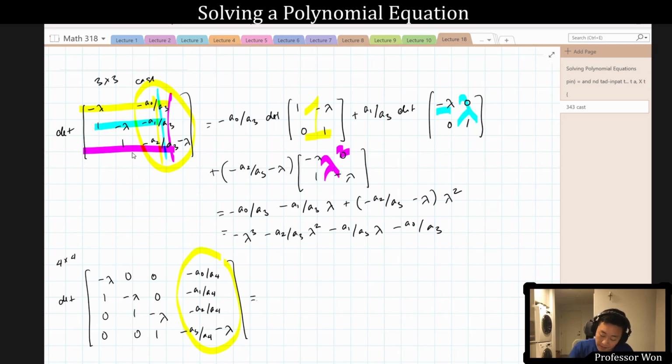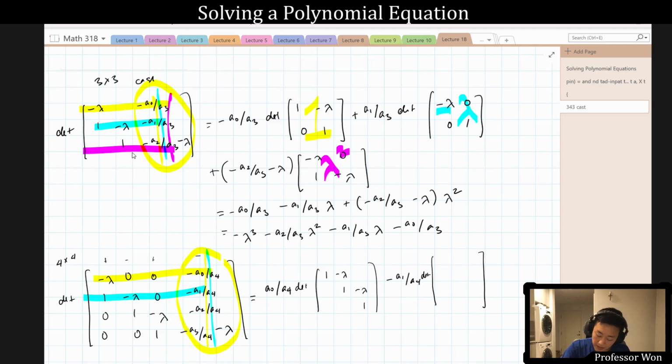What do I get? Now I'll get positive a naught over a4 because the minor map goes plus, minus, so you have to take negative that coefficient, times the determinant of a certain matrix. Well, what happens when you strike this row and this column? You're left with exactly 1s down the diagonal and negative lambdas above. Then we'll have minus a1 over a4 times the determinant of a certain matrix. What is that matrix? We strike this row and this column. So we get negative lambda 0, 0, 0, 1, negative lambda, 0, 0, 1.